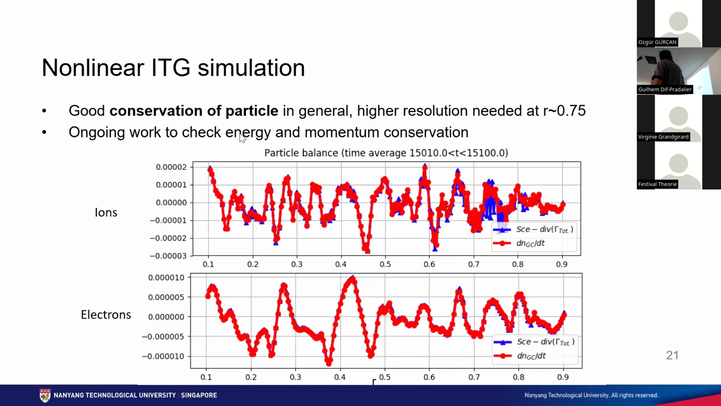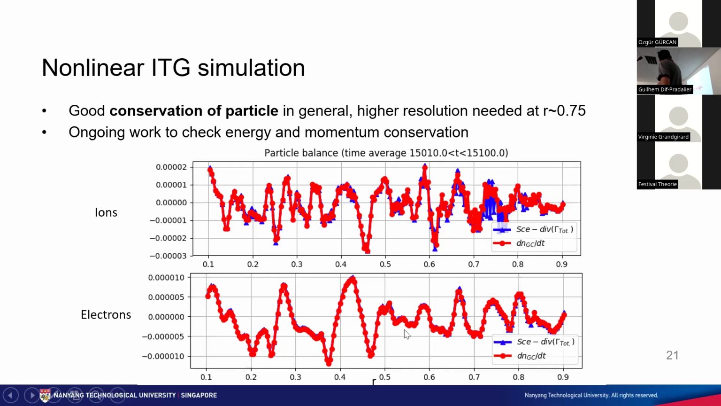Finally, we can calculate the particle balance. This is a way to show whether the code is working properly or not. Basically, you take the continuity equation and compare the time derivative of density versus the flux term, and they should be exactly the same. So this is for ions and this is for electrons.